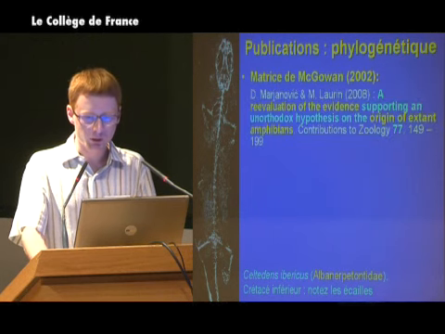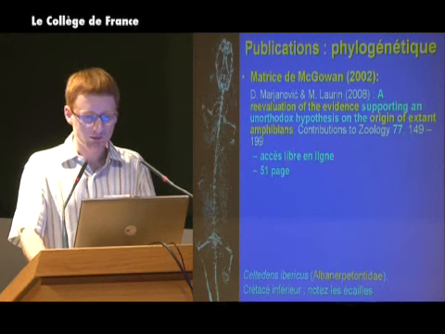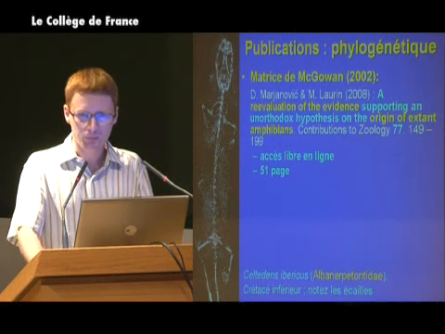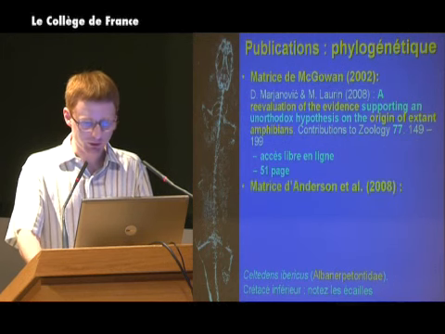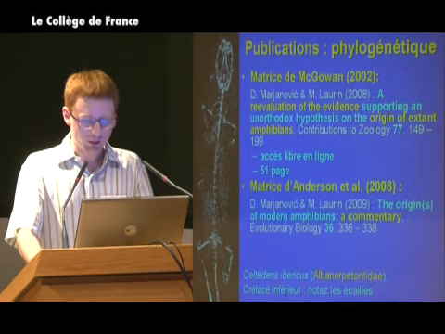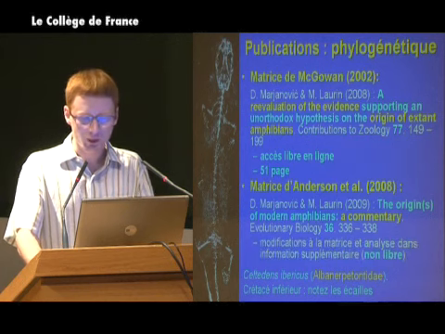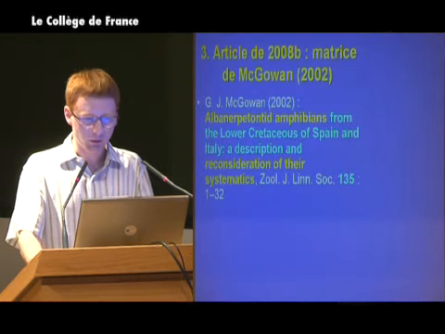The paper on McGowan's matrix came out in Contributions to Zoology 2 years ago, which means it's free. It has 51 pages, as you can see, because we documented all of our changes to the matrix in very fine print. Our work on the matrix by Anderson and colleagues came out last year in Evolutionary Biology, which means that, unfortunately, not even the supplementary information is free, even though that's where all the science is. The rest is just a 3-page reply to a review paper.